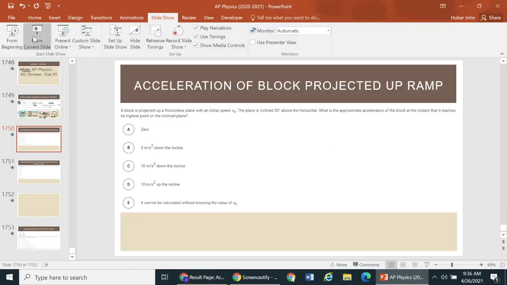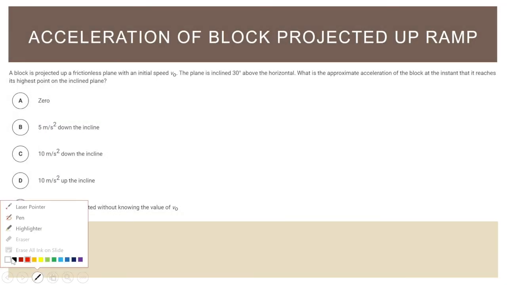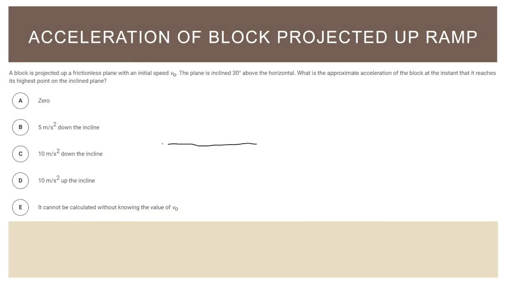All right, so let's take a second to talk about this. Now, notice here they said this is a frictionless inclined plane. So that means when this object is at its maximum height, it has 2 forces acting on it. It has the force of gravity coming straight down, and it has the normal force.